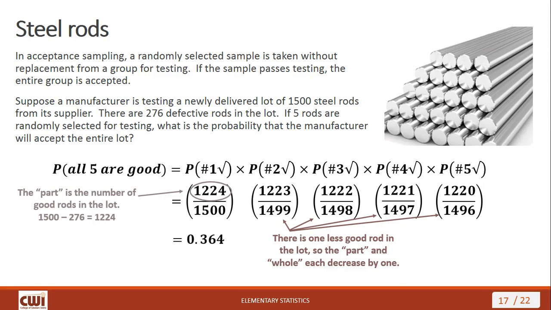So we punch that out and we get 0.364, or 36.4%. This is the probability that by randomly selecting 5 rods out for testing, all 5 of them are good. Only a 36% chance of accepting the lot? It's not going to be very likely that we take this lot.